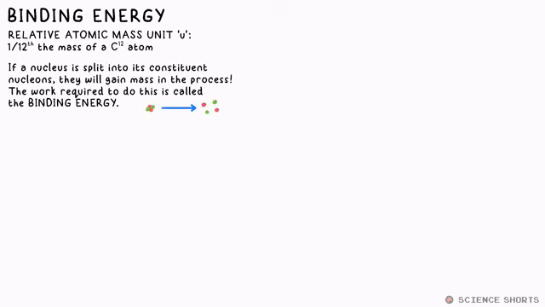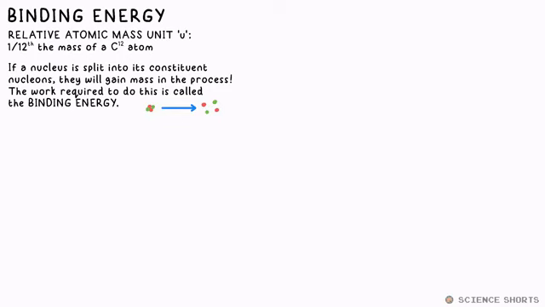In reality, the relative mass of nuclei is based on the relative atomic mass unit, U. This is defined as 1/12 the mass of a carbon-12 atom. And we find that neither a proton nor a neutron have a mass of exactly 1 U. Even if a helium nucleus had a mass of exactly 4 U, if you manage to split it up into its constituent nucleons, 2 protons, 2 neutrons, it will end up having a mass of more than 4 U.